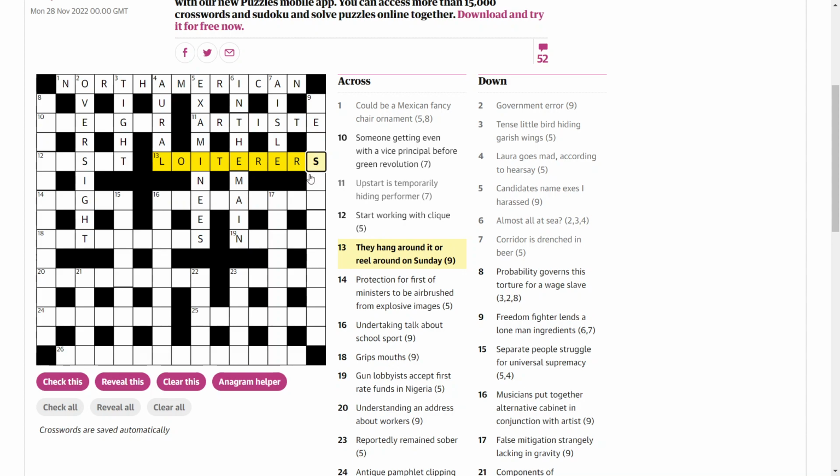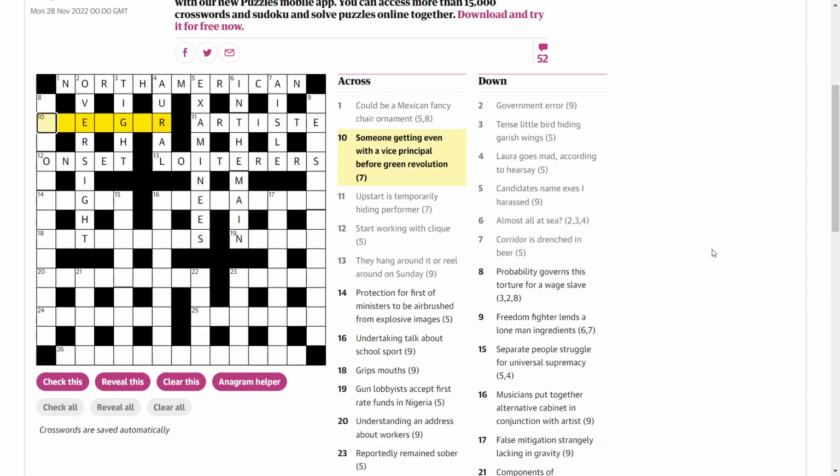I suppose S can mean Sunday, but S can also mean Saturday, can't it? Anyway. Start working with clique. Onset is the start of something, and if it's working, it's on, and a clique is a set.